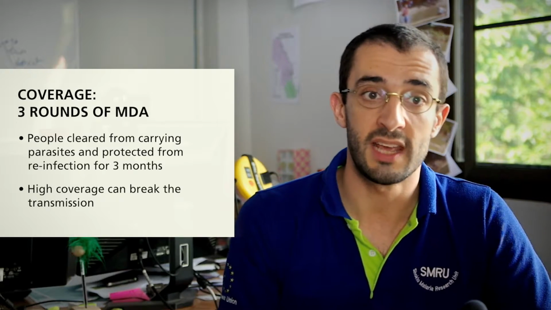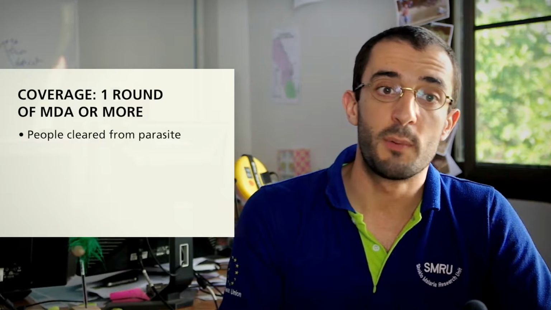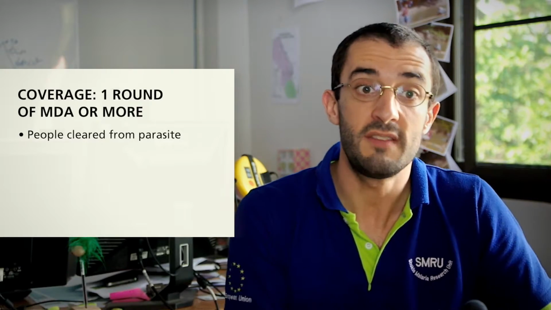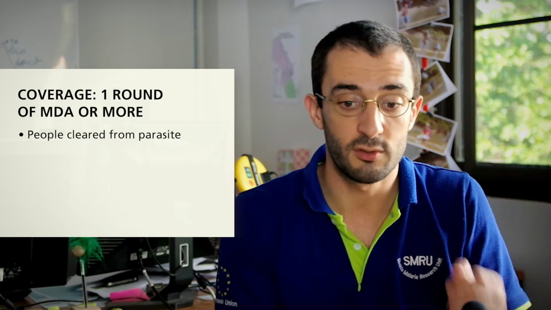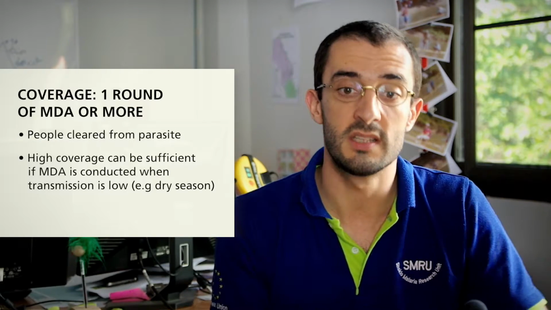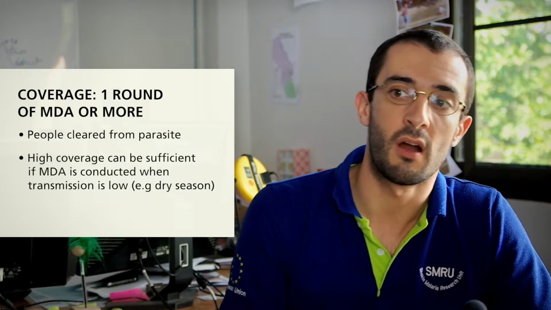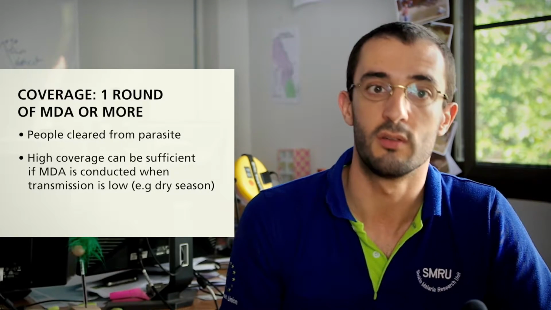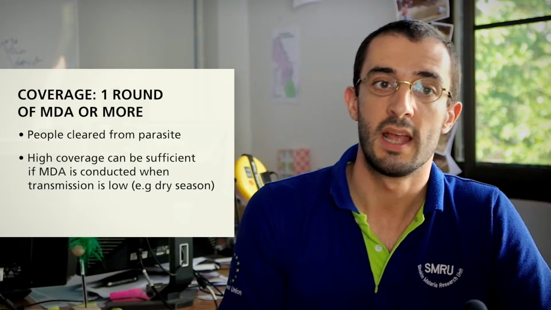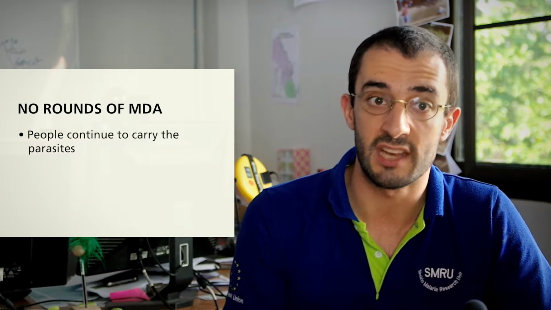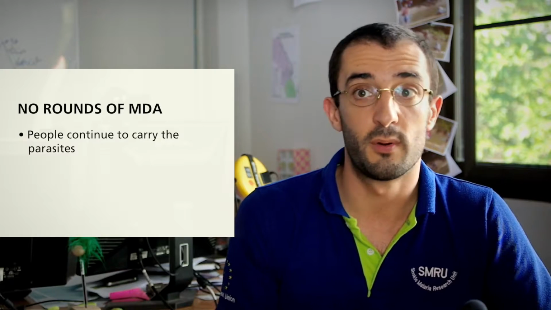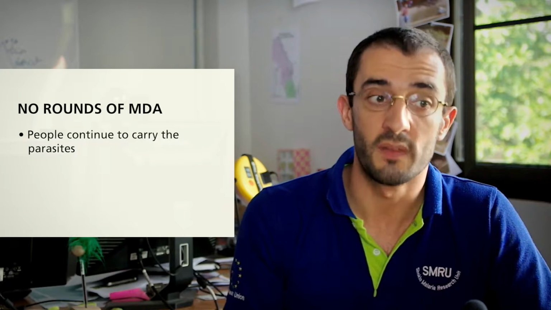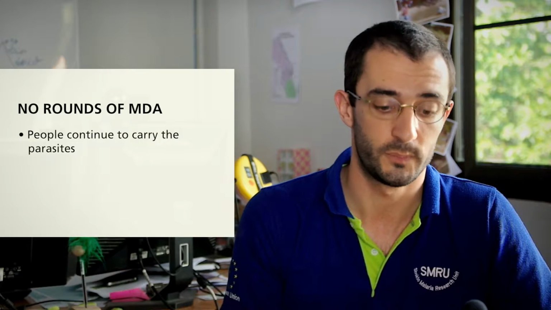The people who take 1 round or more, they represent the people whom you clear from the parasite reservoir. If they used to be carrying parasite before, after you treat them, they don't. So if the levels of transmission are low enough, you may still have a good impact with a high coverage of those people. And finally, the proportion of people who don't get treated are the proportion of people who, if they were carrying parasite, are very likely to still be carrying them. So you want this proportion to be as low as possible.